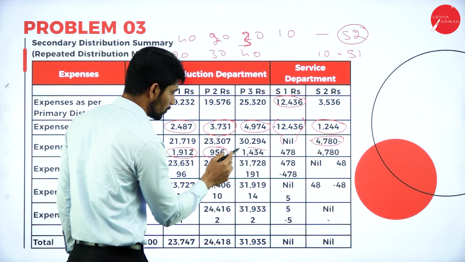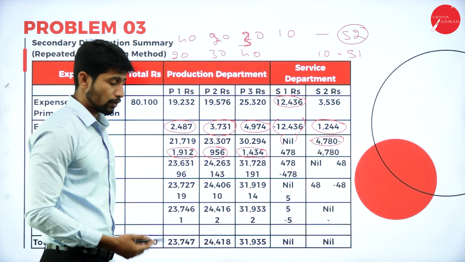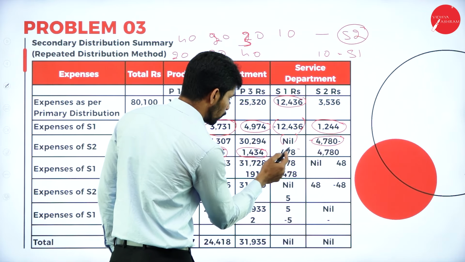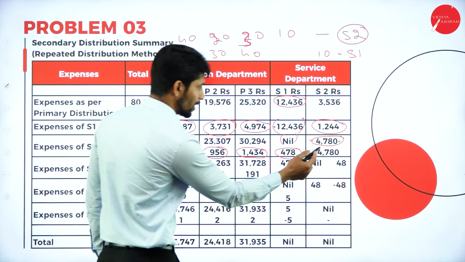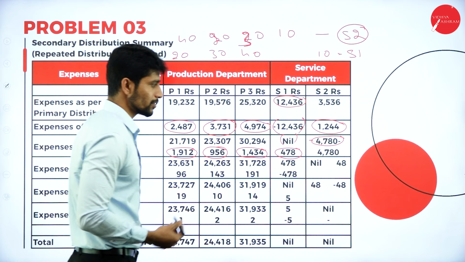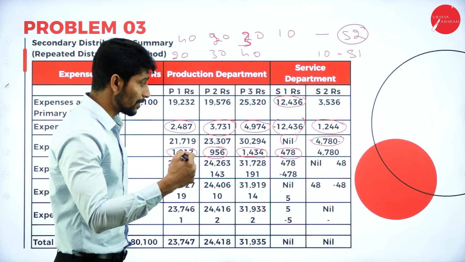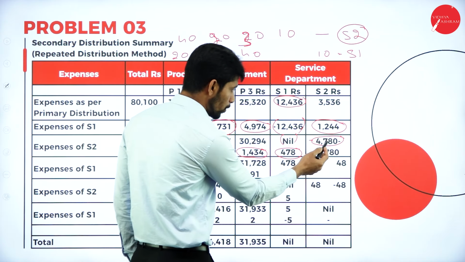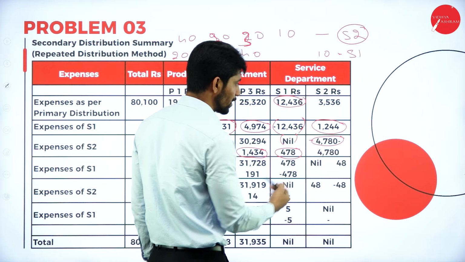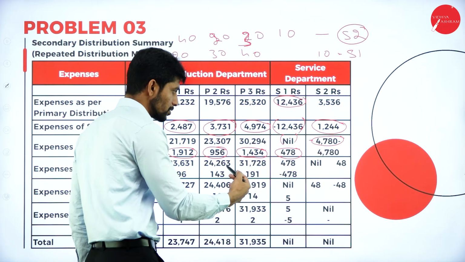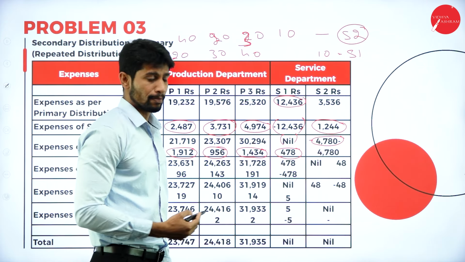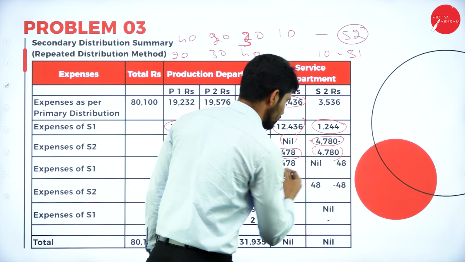30%, how much will you get? You will get 1,434, and here 478. Here you are supposed to write a minus value. Why are we supposed to write a minus value? Because you are distributing this 4,780 rupees among other departments. Here you will get a minus balance.